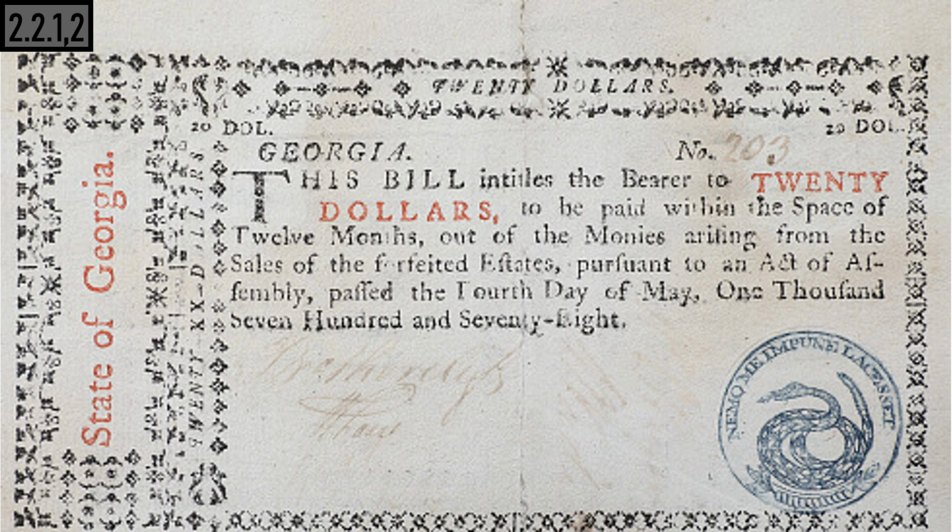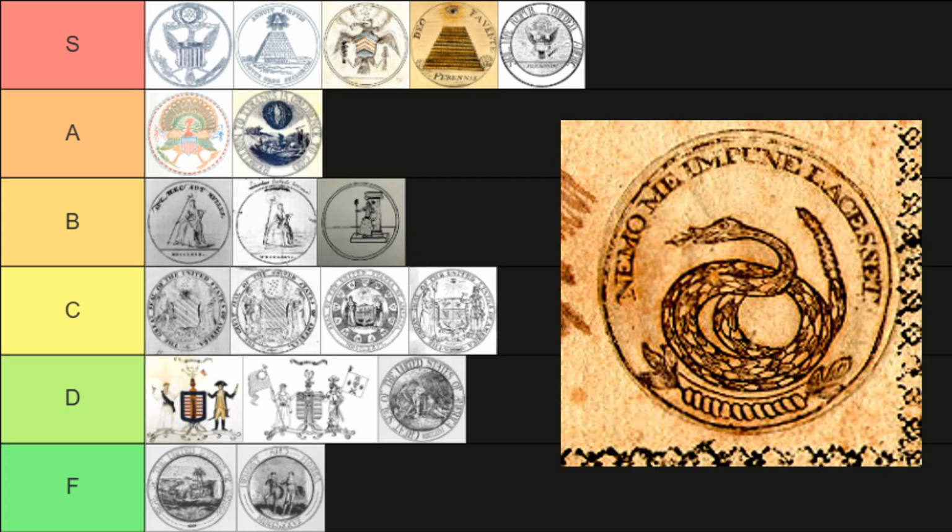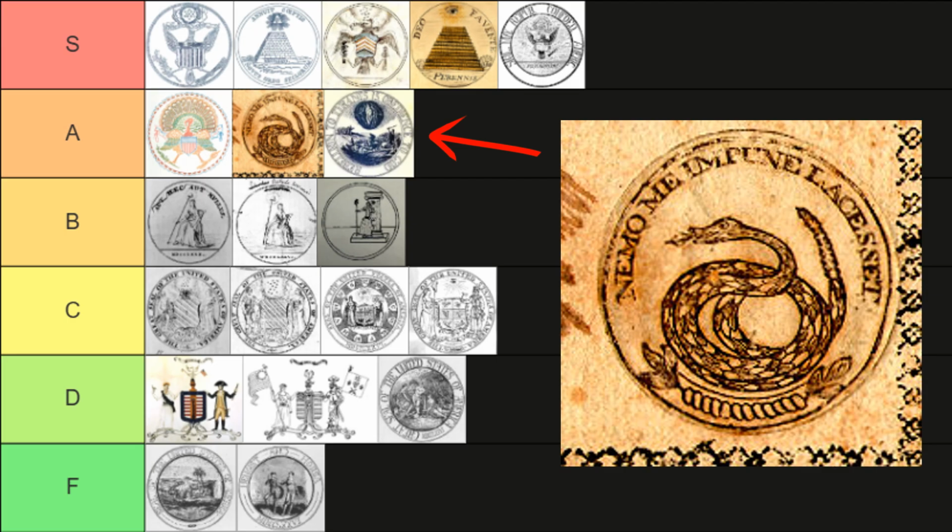To represent what could have been a potential design, I'll use this illustration from some state currency that was used around that time. Regarding the idea as a whole, like the turkey idea, I'll put it in A tier, but similarly, I believe it also has the capacity for S tier.